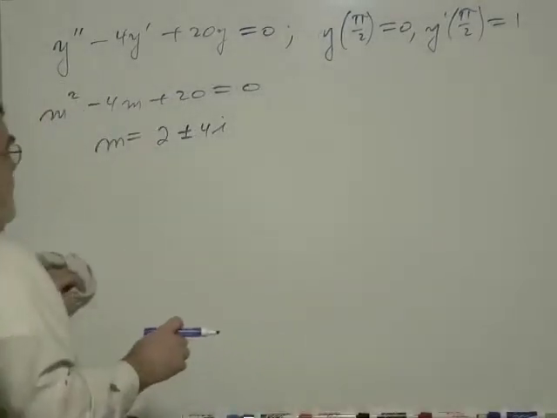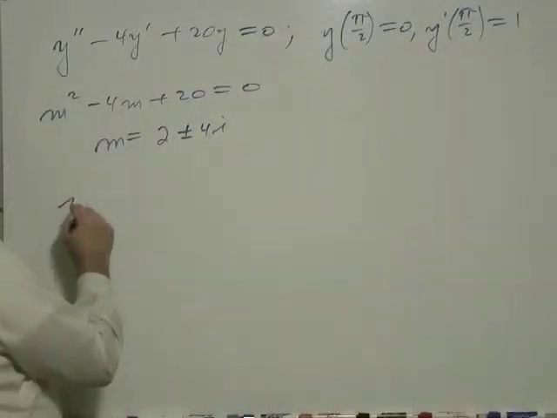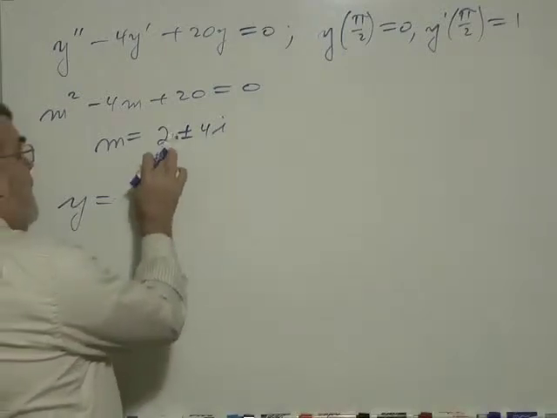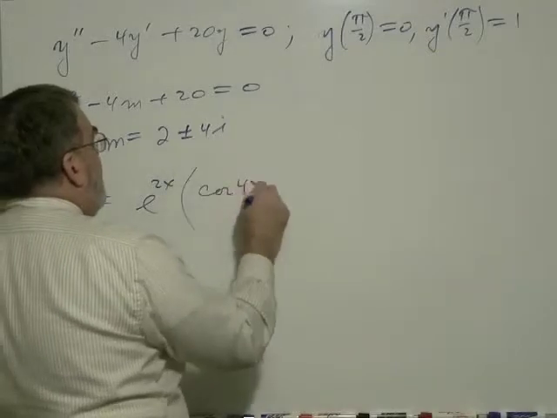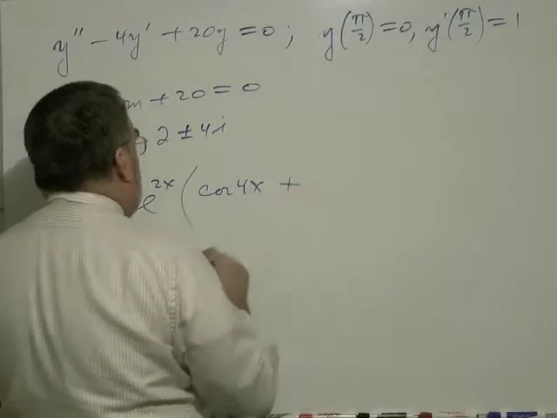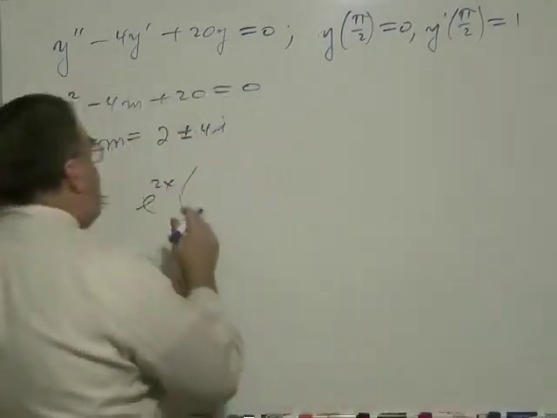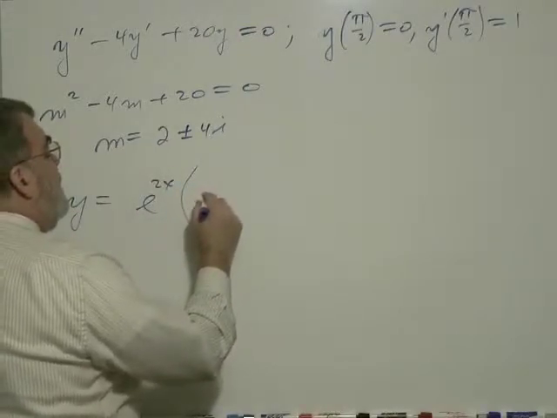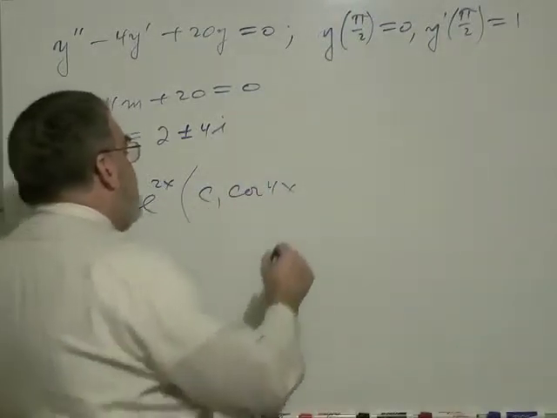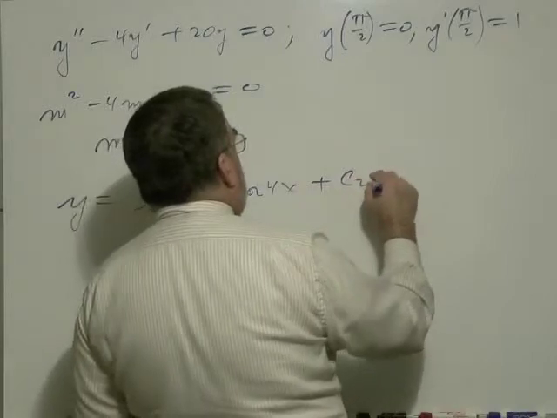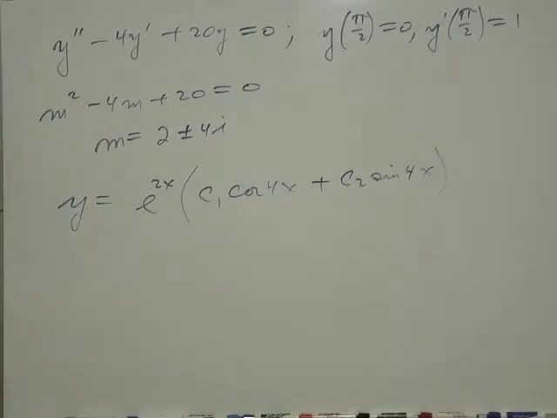Now then, if we go with the cosine and sine formulation of this, then our solution is going to be y equals e to the 2x, parentheses, cosine of 4x plus, yep, I made a mistake, didn't I? Forgot my additive constant. Try that again. e to the 2x, parentheses, c1 cosine 4x, so I needed that constant there, and then plus c2 sine 4x. So that's the formulation with cosine and sine in it.